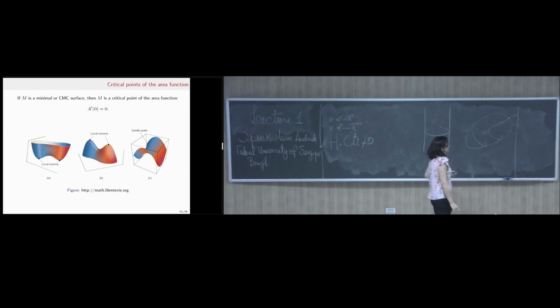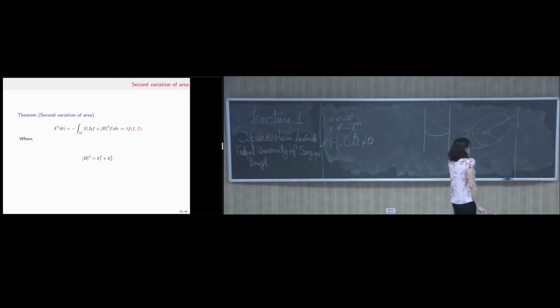And you have here a picture that shows some examples of this problem. On the left here, you have a local minimum, in the middle you have a local maximum, and on the right you can see the saddle point. Okay, these are some examples.